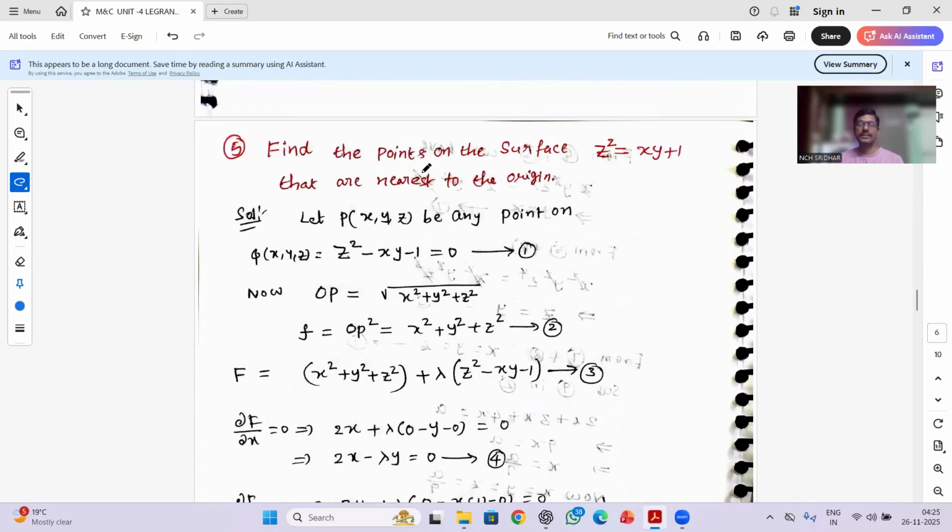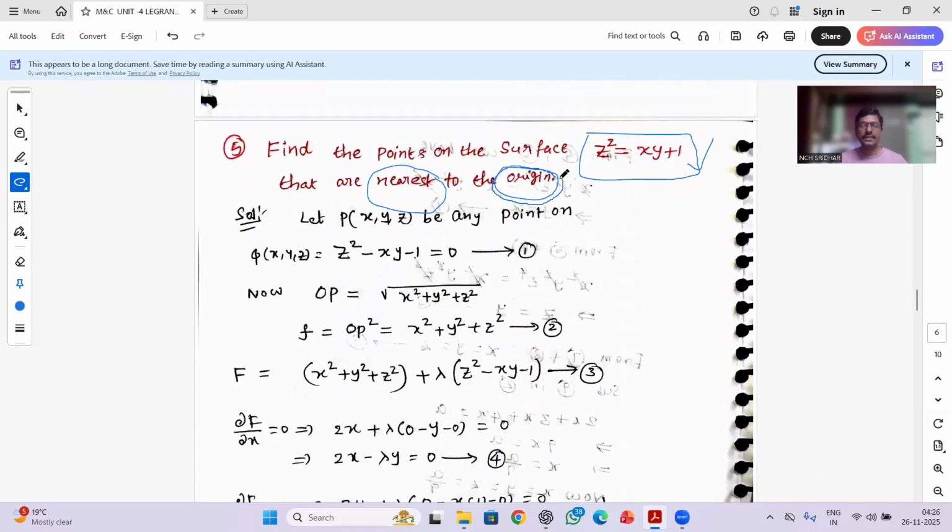Find the points on the surface. That means we need to find a point on the surface. What is the surface given to us? z squared equals xy plus 1, that are nearest to the origin. Here a condition is given to us. We need to find a point on this surface, and that point should be nearest to the origin.